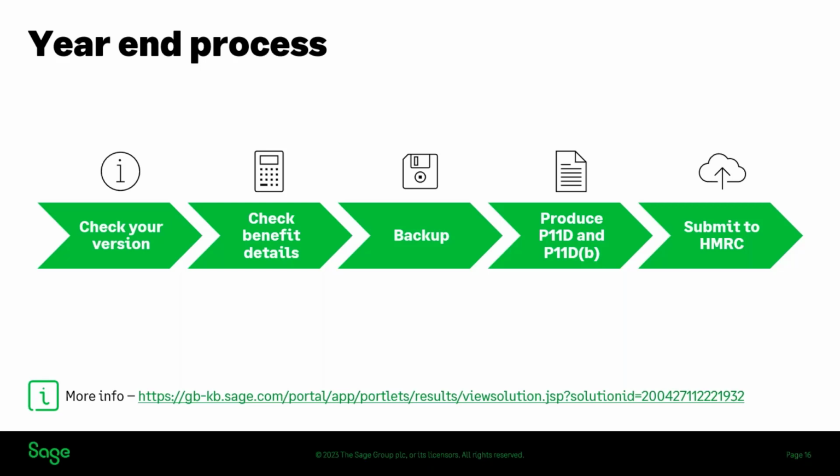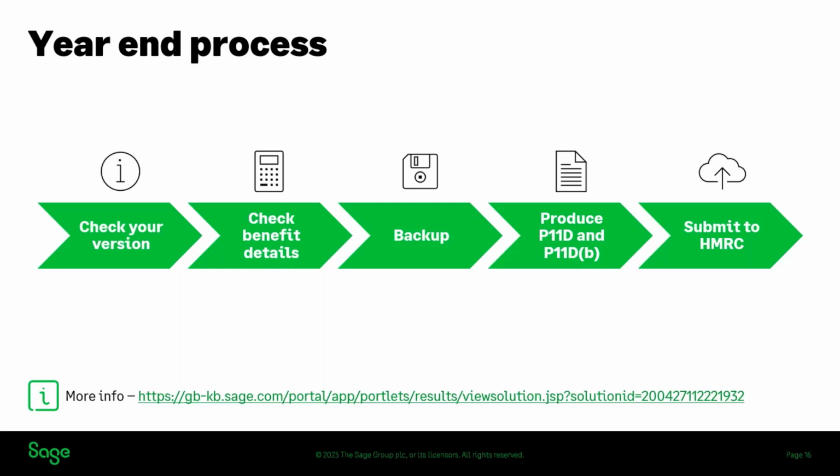So make sure you've entered all the benefit information. You can recalculate the benefits. You can also run those benefit reports to have a check through. If you're happy with everything, take a backup at this point. Can't have enough backups. And then you can move on to the year-end steps, which is producing the P11D forms and the employer declaration, P11DB.